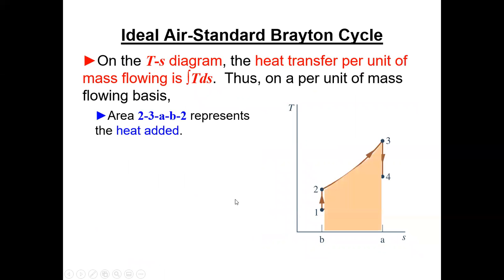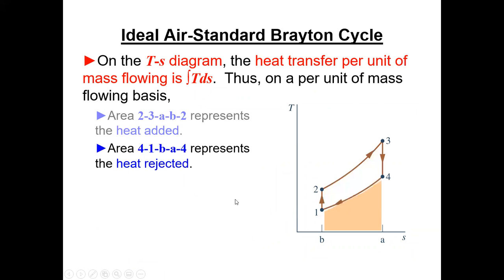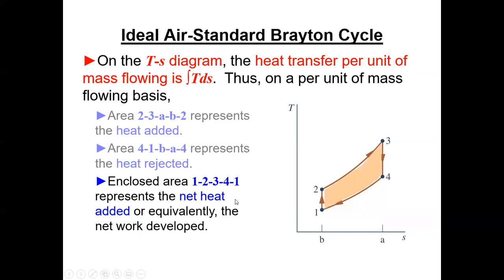So we can look at that. This area, 2, 3, A, B, 2 represents heat added in the combustor. And this smaller area, 4, 1, B, A, 4 represents heat rejected in that heat exchanger in order to close the loop. And bingo, the area enclosed represents net heat, which is the same as net work developed. So we just need to touch those bases.